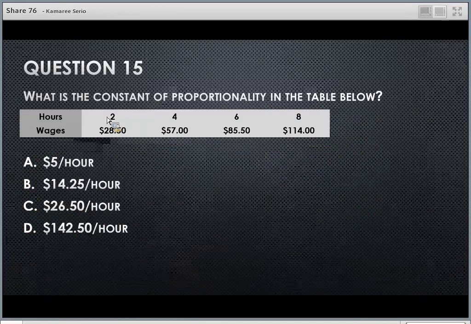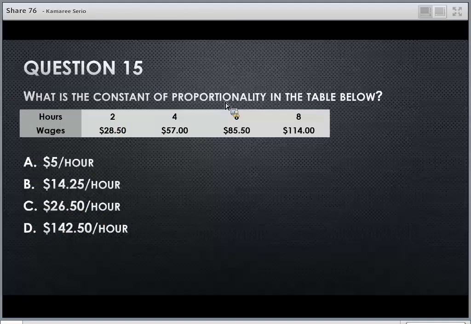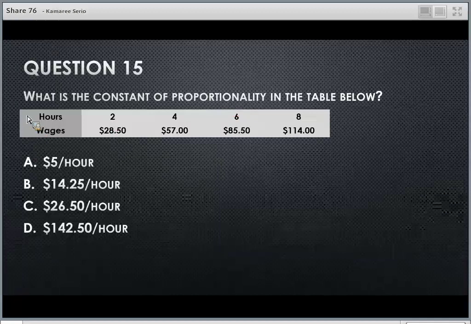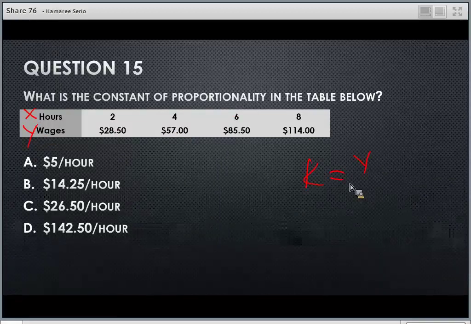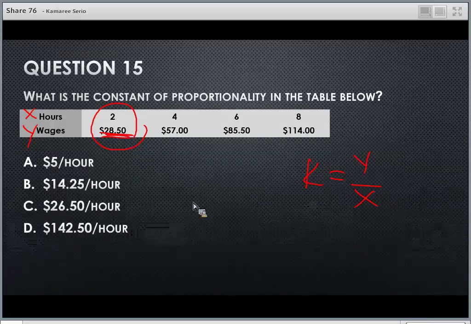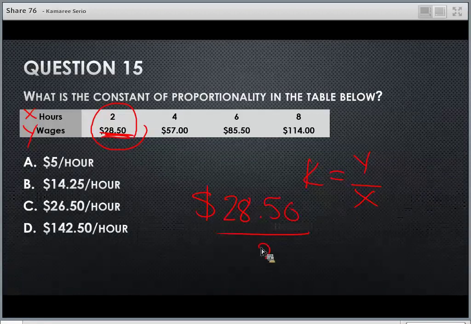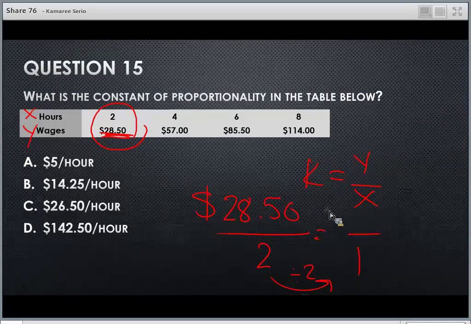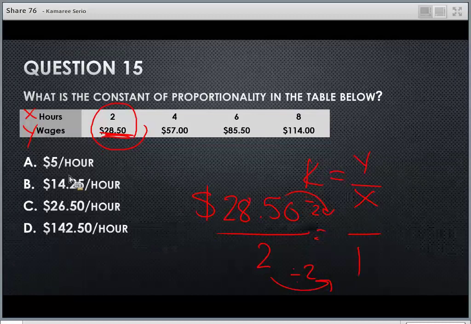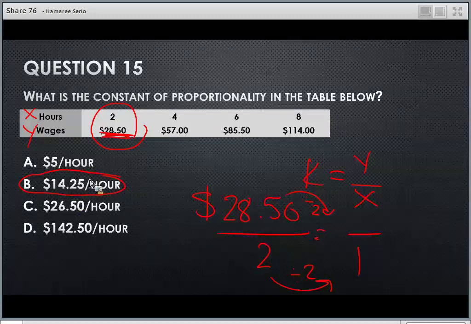All right, we have this table. It's asked us to find the constant of proportionality. Remember, you read from top to bottom, so it is x and then y. When you write your rate, it is y over x. So if I use this first point here, I need to write my money on top. Money always goes on top, okay, over 2. So if I need to go to 1, divide by 2, divide by 2. So 28.50 divided by 2. And I get 14.25.